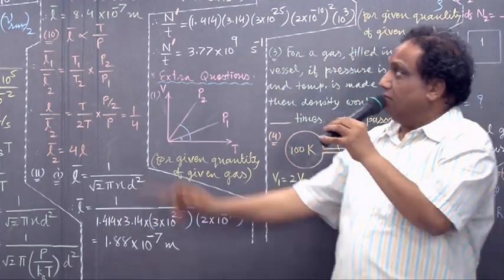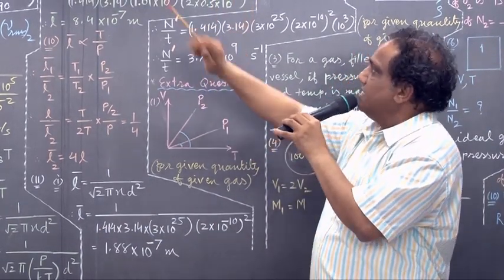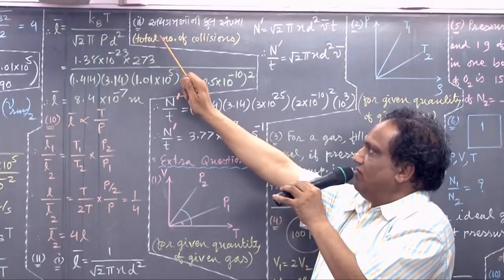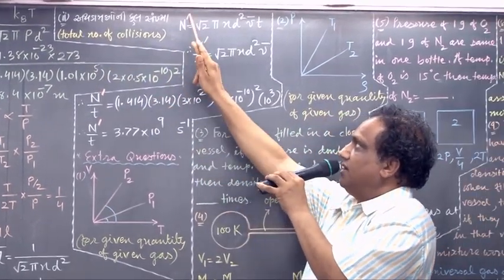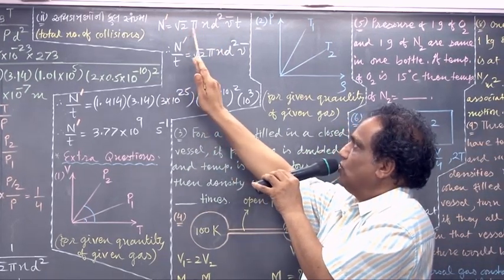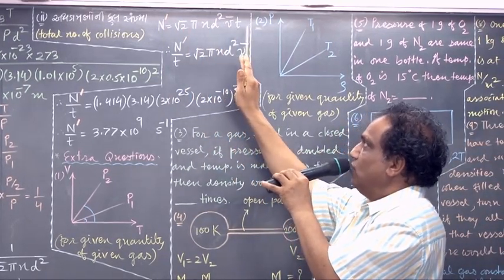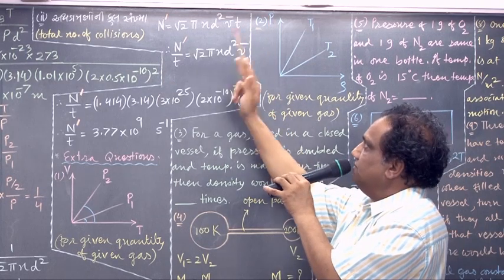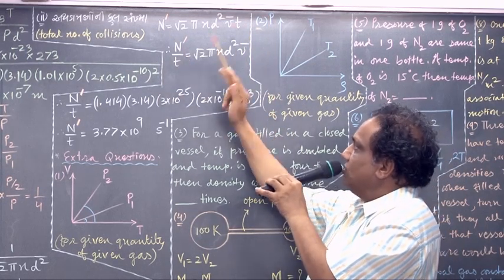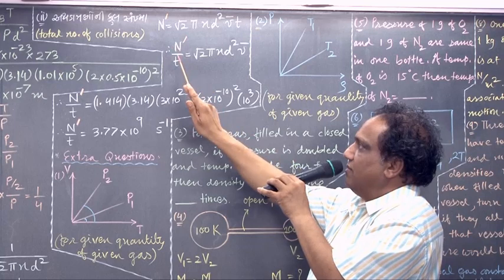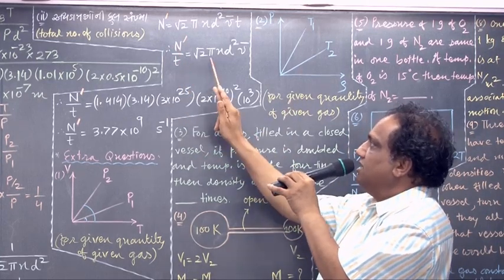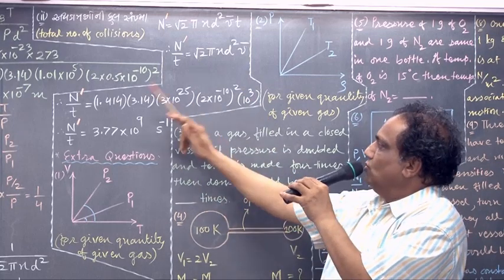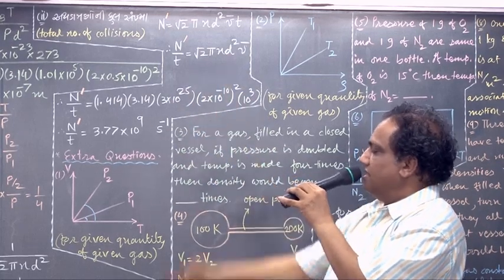They have also asked the number of collisions per 1 second. Let me remind you the formula of total number of collisions. In t time, the total number of collisions, let it be capital N dash, is root 2 pi n d square v bar into t. Take this t down, so it is N dash upon t. Total number of collisions divided by total time will give you the number of collisions per 1 second, which we require.